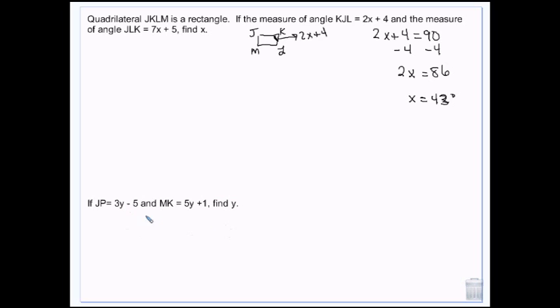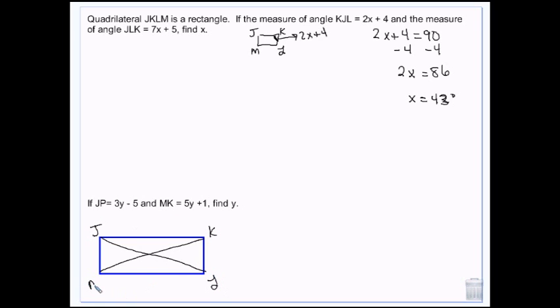Okay, we have the same rectangle. That's P in the middle. If JP is 3y minus 5, let me make that bigger so we can label it better. So JP is 3y minus 5. And then this whole thing is 5y plus 1.